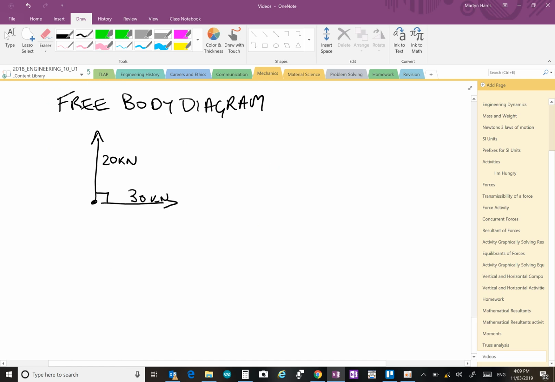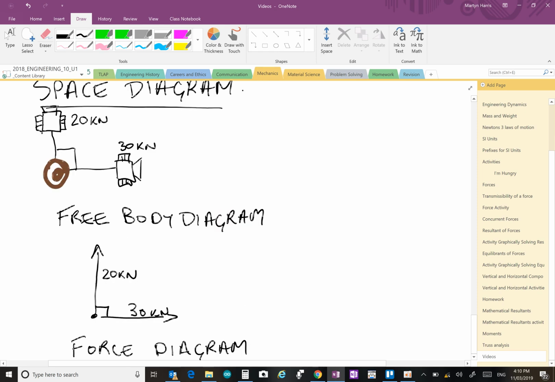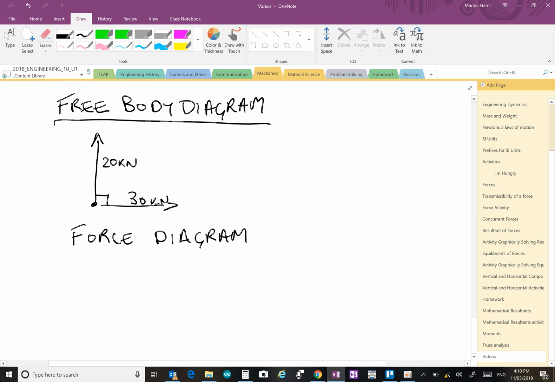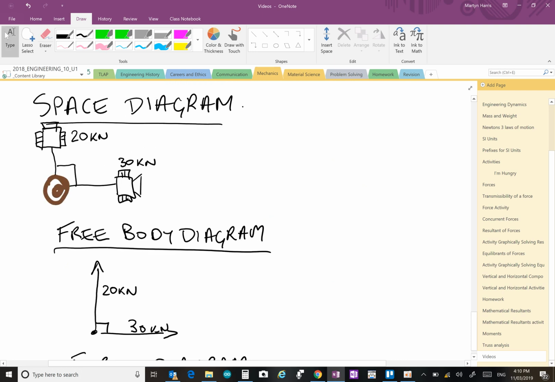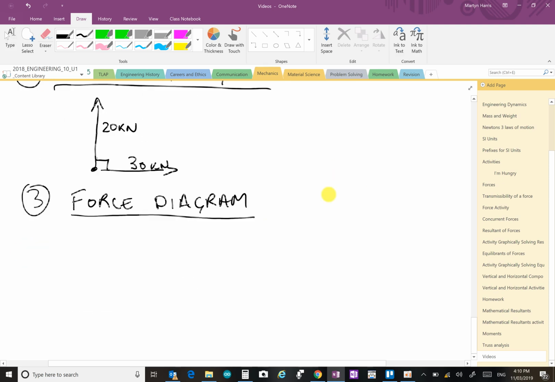So how the heck am I going to use that free body diagram to find out what a resultant is? Well, I'm glad you asked. We're going to create something new now, which is called a force diagram. So now we're going to be learning another type of diagram. The first type of diagram that we learned is a space diagram. The next type of diagram that we learned is the free body diagram. Now we're learning about the force diagram. So we usually start off with 1, we go to 2, and finish with 3 as far as that goes.